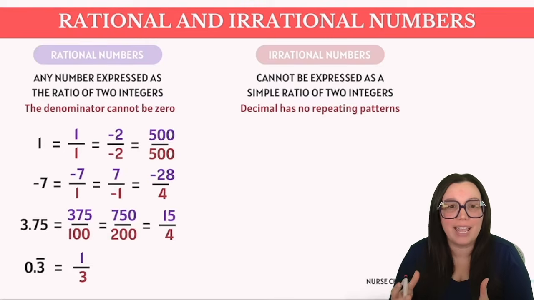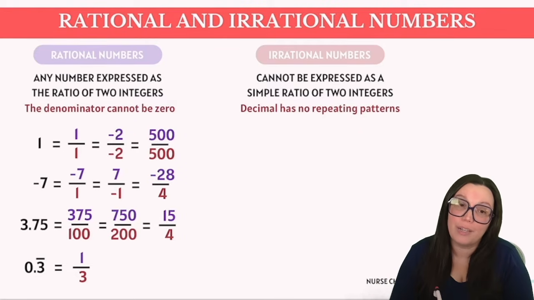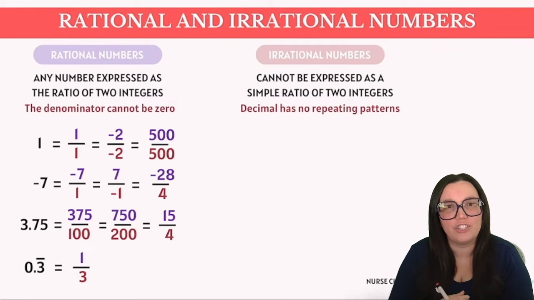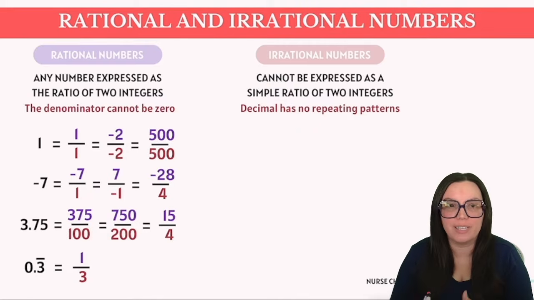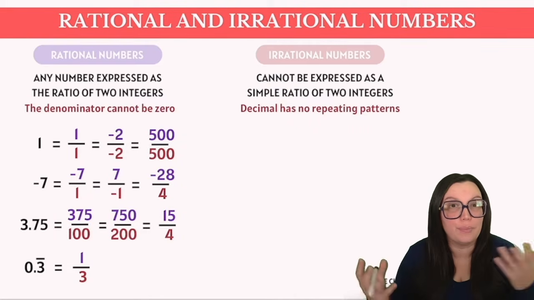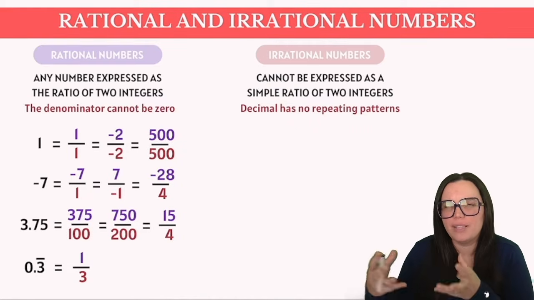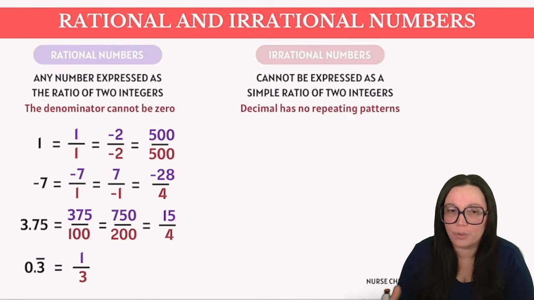It's clear that negative 7 is a rational number because it fits the definition of being expressed as a ratio of two integers. So what about numbers that aren't whole integers? Consider, for example, the number 3.75. How can we express this as a ratio of two integers?